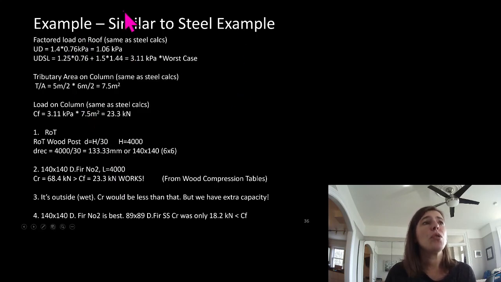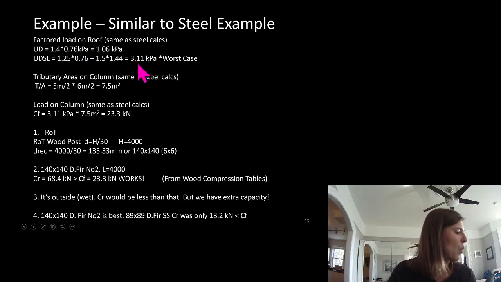So just a reminder, the beginning part was the exact same as our steel example. So I'm not going to go through it because we did this. We had our dead load as 0.76. Our snow load was 1.44. We applied our different load factors and we found our worst case is 3.11.